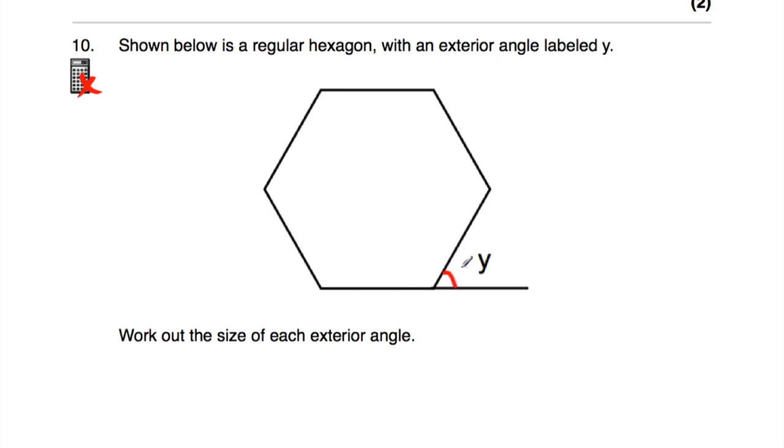So this exterior angle is labeled Y. We've got the interior angle and we've got the exterior angle. And we've been asked to work out the size of each exterior angle. So we've got a few different ways we can do this.